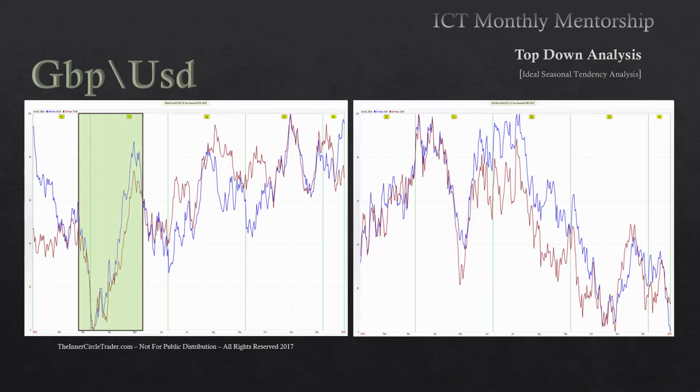For the British pound, we have the strongest tendency to make a low in March with a high forming in May. And if this is true, we would be seeing a high form between March and April with a low forming in May, and we do see that here. So this is the highest probable or ideal scenario for seasonal tendencies.